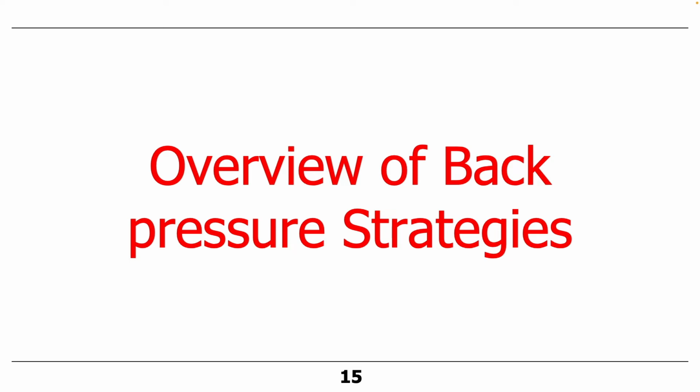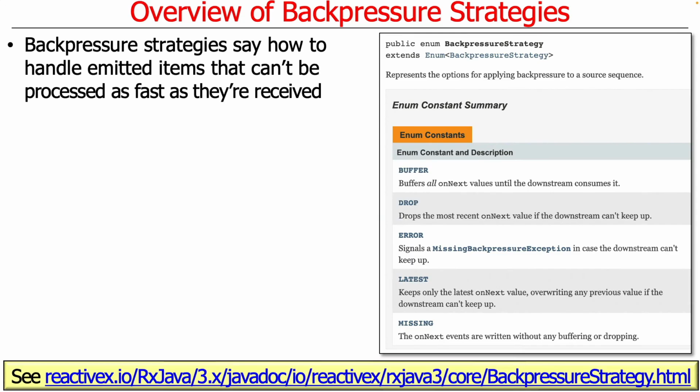Okay, so that's a quick overview of Flowable. Now let's spend a little time talking about the back pressure strategies. These back pressure strategies are really intended for use by non-back pressure aware publishers and subscribers, and they basically say what to do if you get data too quickly.